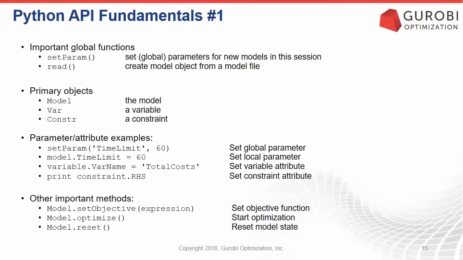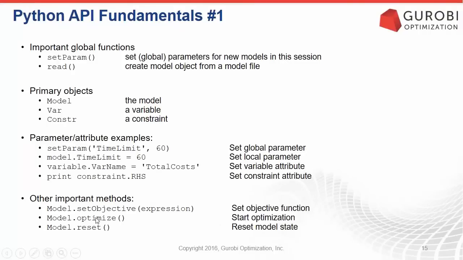Sometimes you want to set a parameter. For example, if you want to tell Gurobi that you only have 60 seconds to solve a model, this is what you would do. You can either do it globally, so that Gurobi knows for each new model you create, the time limit is 60 seconds, or you can set this parameter on the model object itself, so that it's specific to this model. And you can see it's always the same. You use the name of the object, dot, the name of the property, and then you can either read it or set it. So here is, for example, the name of a variable, or you can print the right-hand side of a constraint.